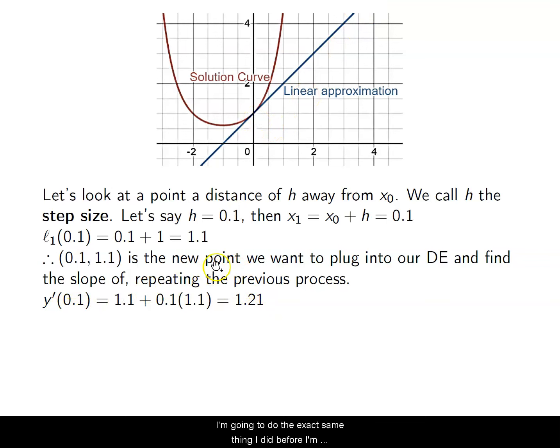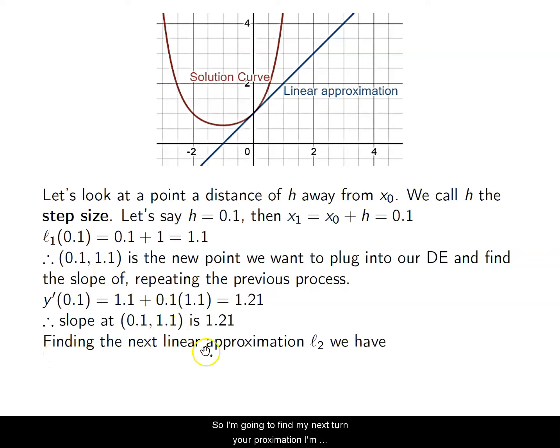So I'm going to do the exact same thing I did before. I'm going to find the equation of the line that contains this slope and has this point. So I'm going to find my next linear approximation. I'm going to call it L2 because L1 was the first approximation.